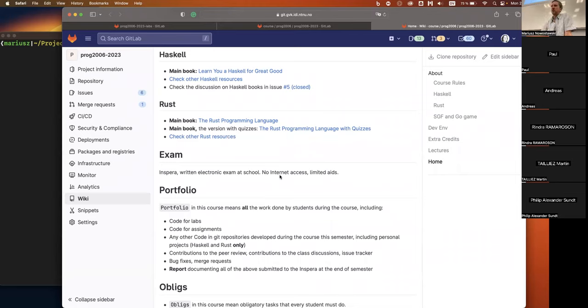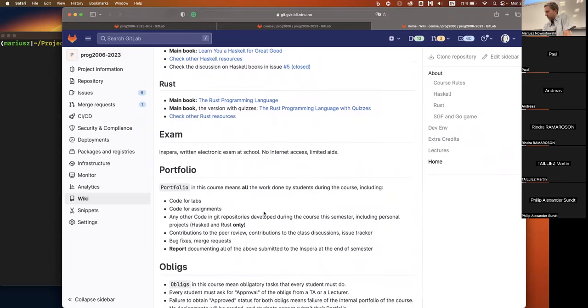Usually it's a mixture of theory thinking, short answer questions, multi-choice, and some programming. So write this function or write that function, right? So it is three parts: short answers, multi-choice, and a little bit of programming.